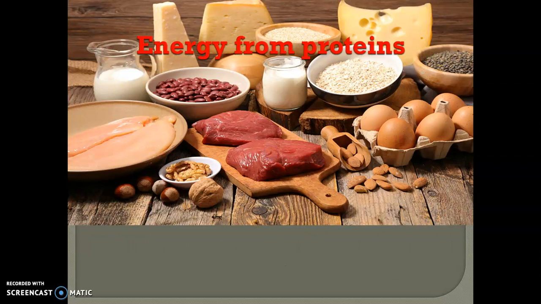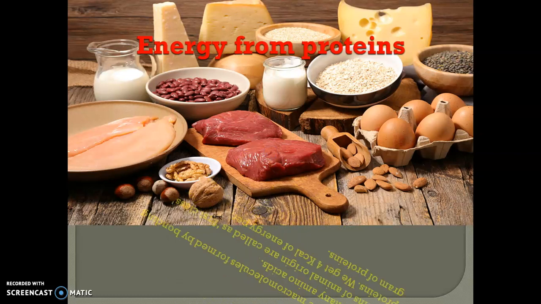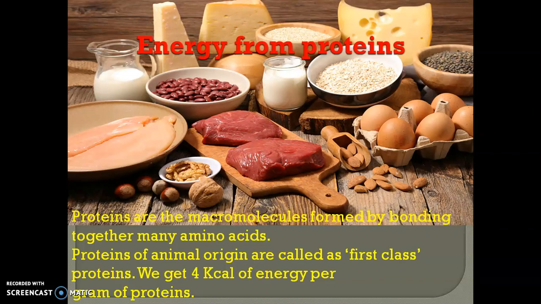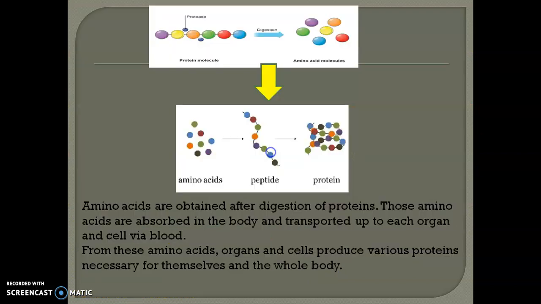Moving further to proteins, let's study how we get energy from proteins. These are the different food components that give us protein. Proteins are macromolecules formed by bonding together many amino acids. Macromolecules means bigger in size. Proteins of animal origin are called first class proteins. We get 4 kilocalories of energy per gram of protein.